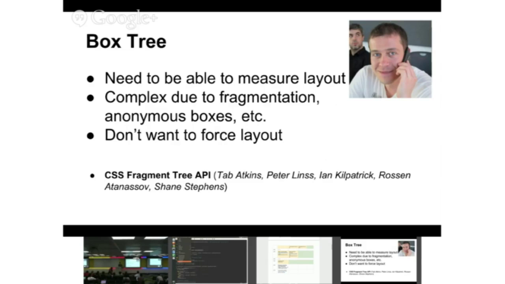Unlike all of the ways that you can sense information about layout at the moment, you really don't want this API to force a layout to happen in order to read the data back, right? You want it to be asynchronous, to call you back when the information is available. And this led to the creation of this fragment tree API, which I think is now called the box tree API. It was the box tree, then it was a fragment tree, and that's the box tree.